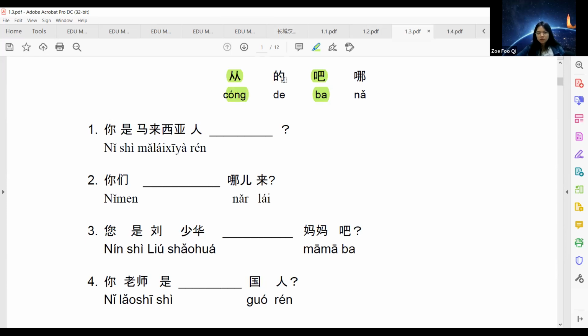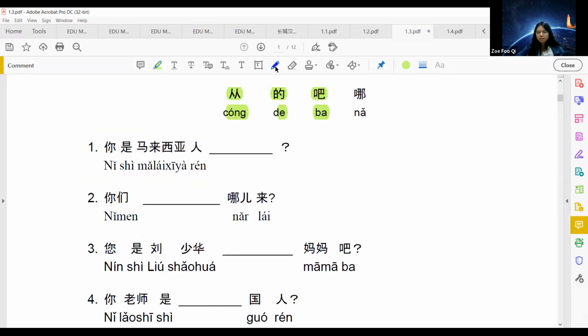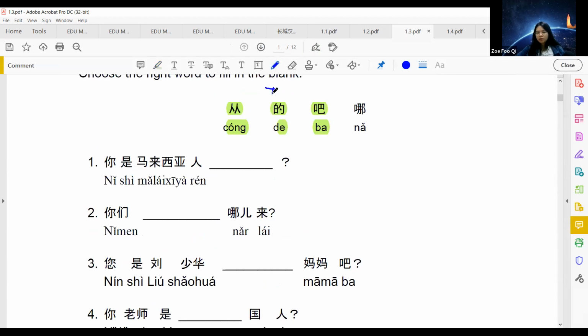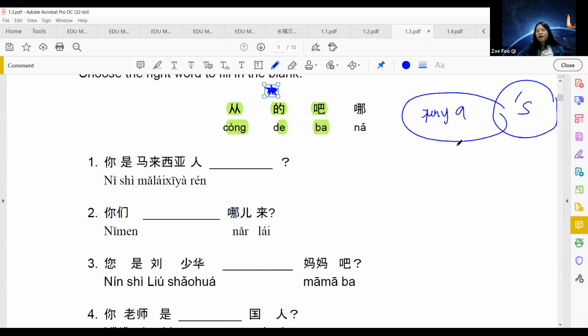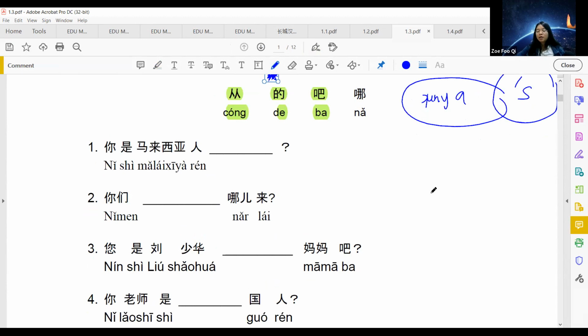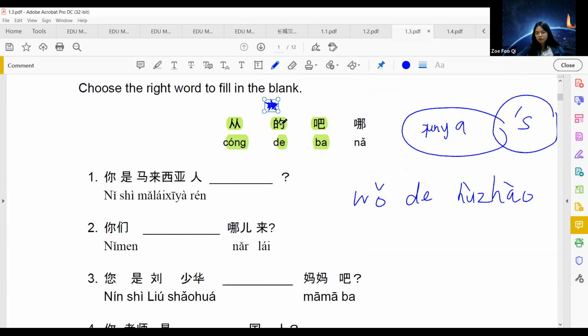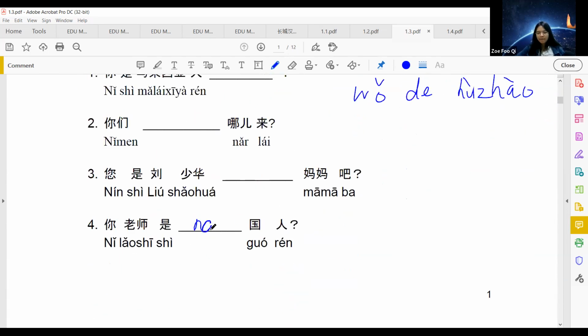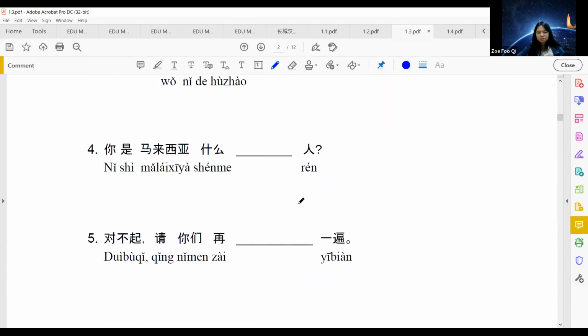Yes, good. Okay, so this one we need to talk about again. This one is very important. We use it often. The 的 is the same as the Malay punya, or the 's in English. So my passport will be 我的护照 or my mom 我的妈妈 Okay, so this one you need to take note of the 的. We use it very often. And then this one will be 哪 which.